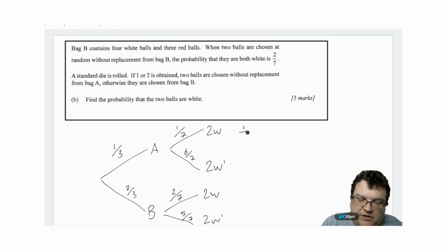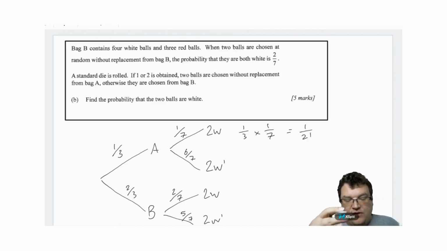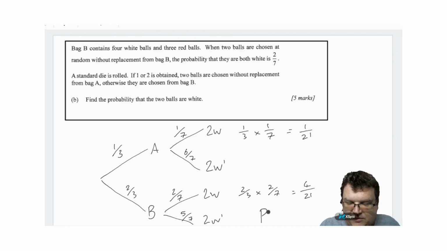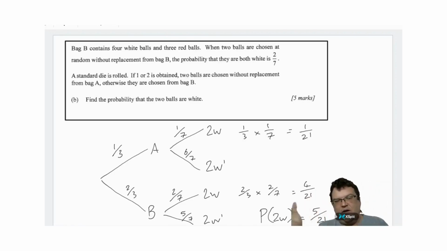So here we'll do 1/3 times 1/7, which is simply 1/21. And for the lower option, we're going to do 2/3 times 2/7. And this is going to give us 4/21. Now, altogether, that's going to tell us that the probability of 2 whites in this scenario is these two added together, so 5/21. So that's the probability of drawing 2 white balls in this whole scenario where we roll a dice first to decide which bag we're going to pull from.